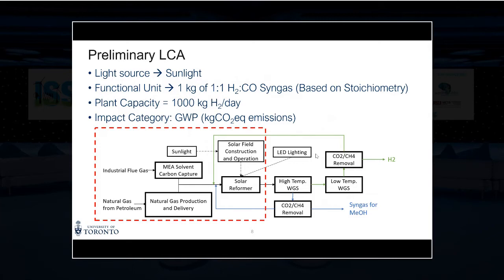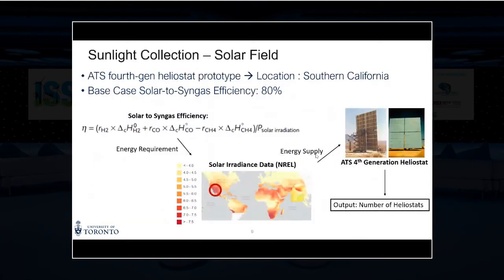So a major part of this preliminary analysis was estimating the impacts associated with the solar field. So to generate these impacts, the ATS fourth generation heliostat prototype was chosen to model kind of the heliostat and solar field. So this represents a heliostat that is essentially a giant mirror that is used to reflect the sunlight and concentrate it on your area of interest. So in this case, the photoreactor. And this model was chosen just based on availability of inventory data and literature.